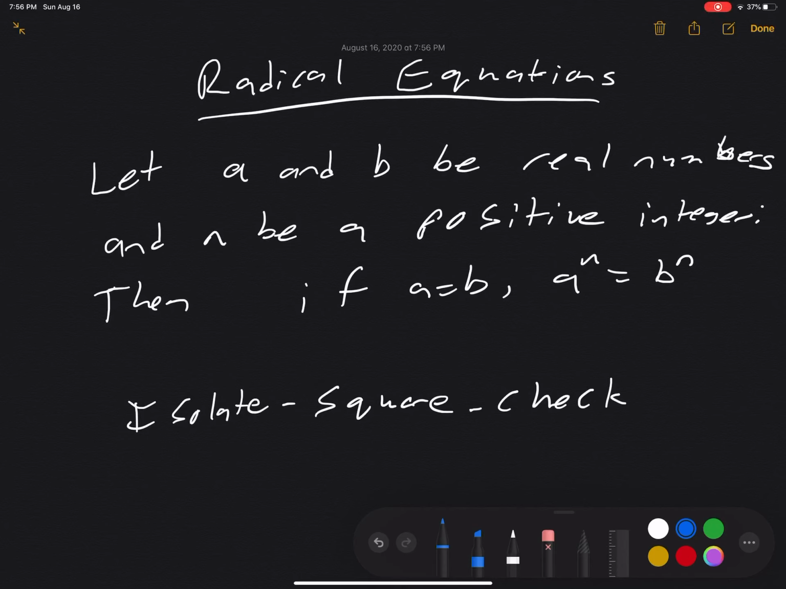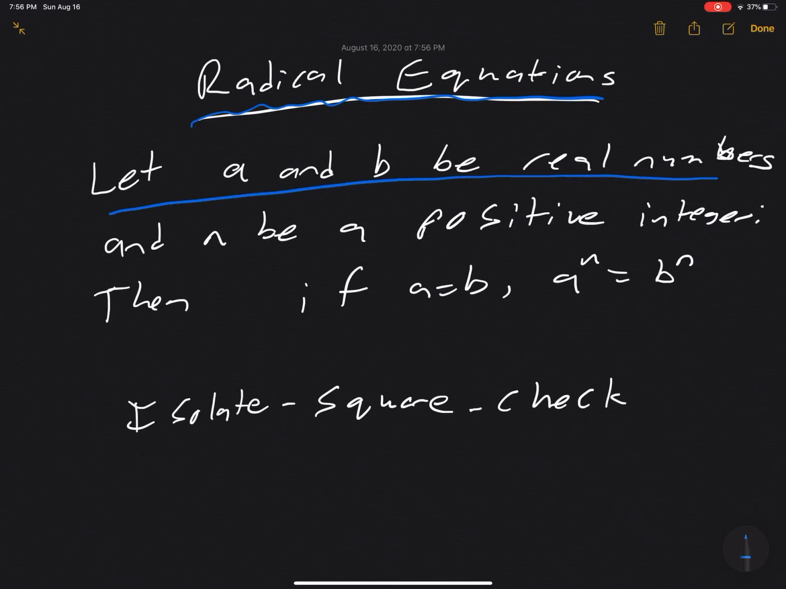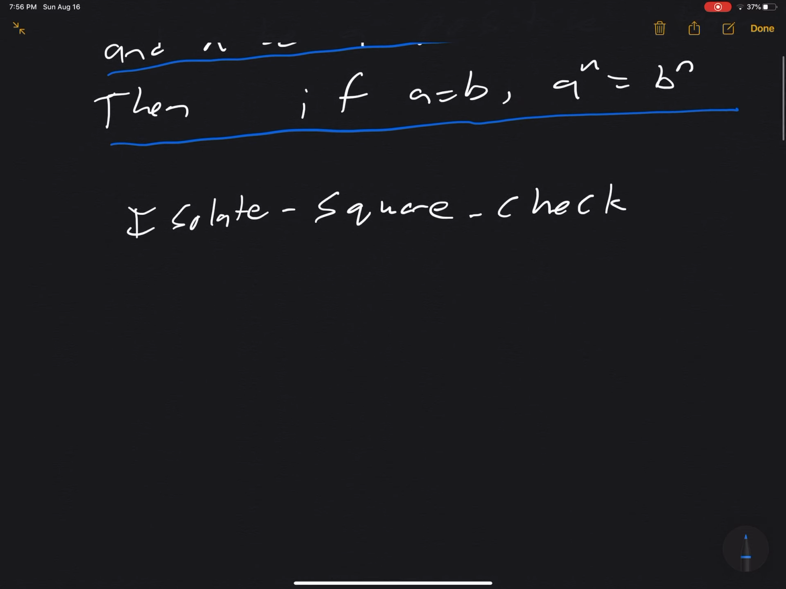In this video, we're going to talk about how to treat radical equations. We use the important rule that if a and b are real numbers and n is a positive integer, then if a equals b, then a to the n equals b to the n. So we're going to be using the method isolate, square, check.